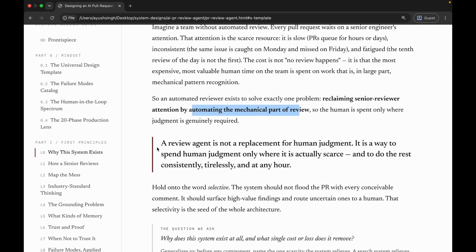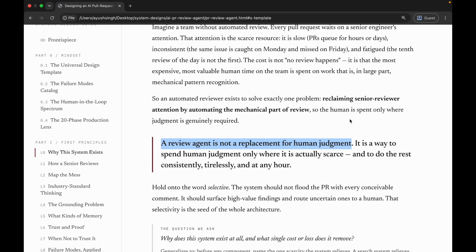Now, a review agent is not a replacement for human judgment. And I always say this to everybody. Whenever you design the system, don't think that we have to automate every single part of it. We want to make sure that human judgment is very scarce. Can we shape the situation so that the human only focuses on where it actually requires it? That's what the whole agenda is.